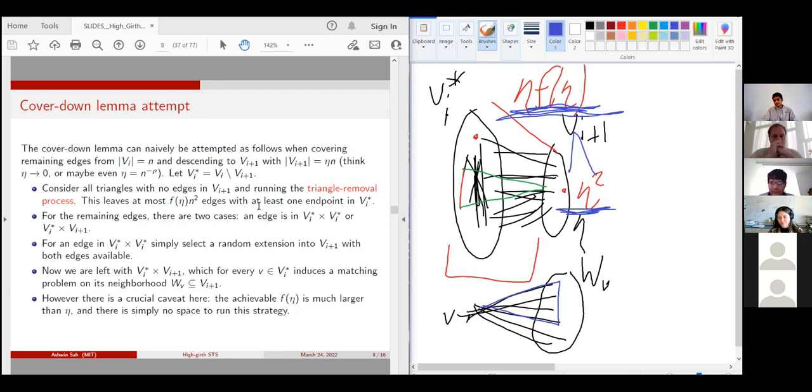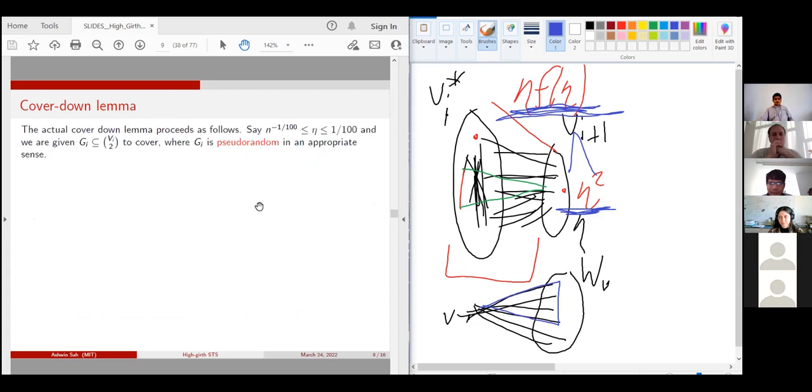And this is where some of the really nice ideas of iterative absorption come in beyond this initial setup. But are there any questions about this obstruction? All right. So let's talk about the actual cover down bound. So, okay. Again, you can think of it as 1% if you want, or 1/(log n) or n to the negative 1/100. It doesn't actually really matter.